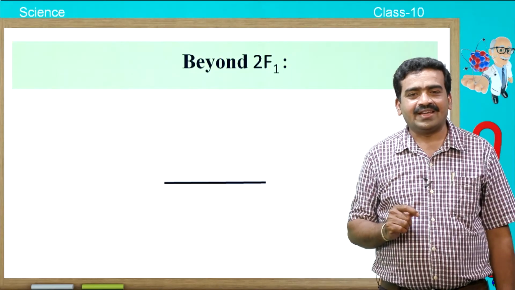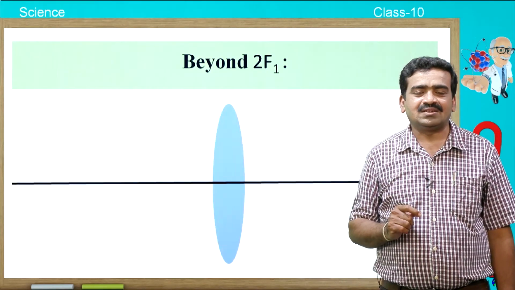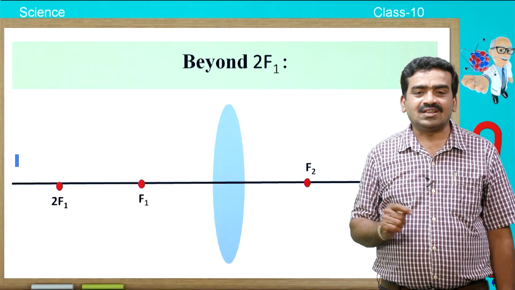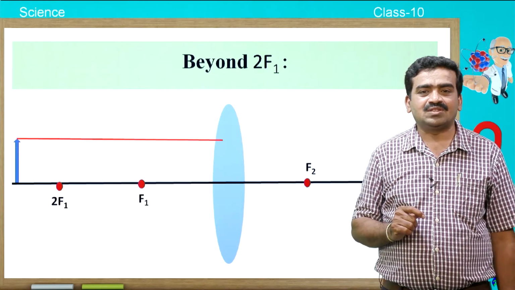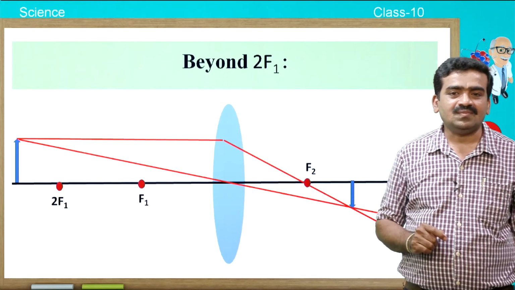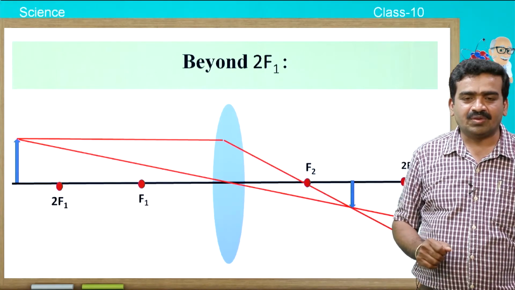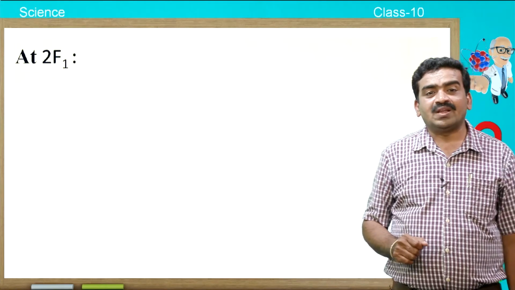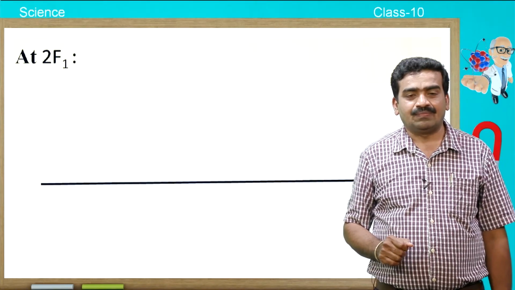I am showing you again. See the animation. Just recall the nature of the image which is formed when the object is placed beyond 2F1. So, like this the image is formed. Then what happens if you place the object at 2F1?